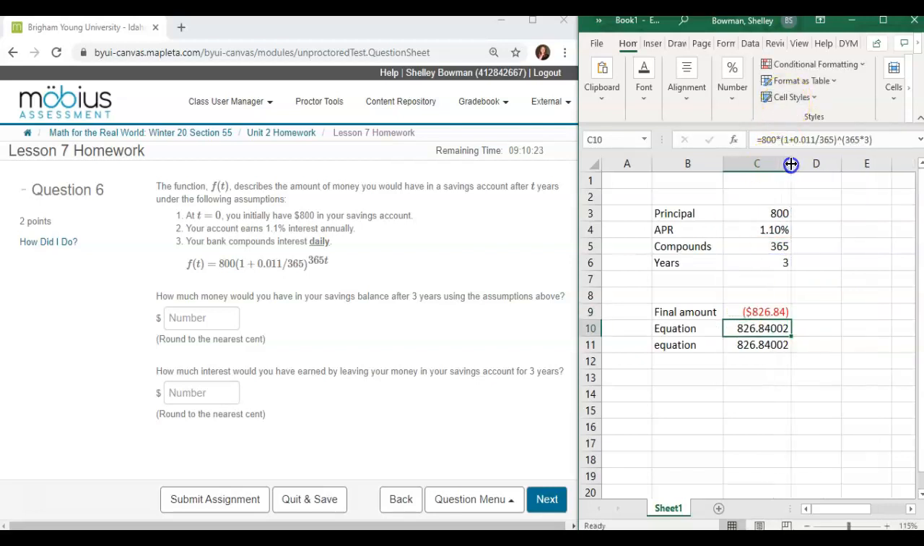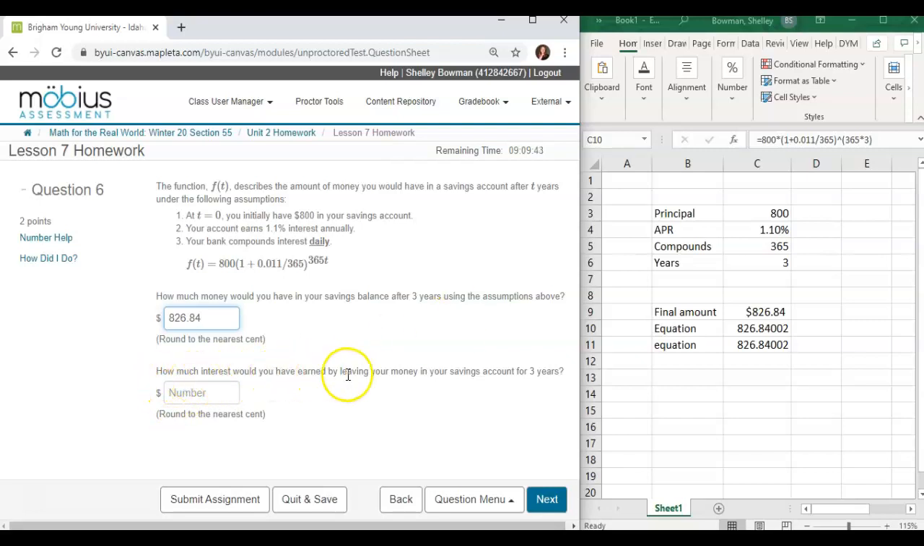Then pressing enter, you can see that it's saying that it's negative because this is calculating as a loan, but I can put a negative there and say that's positive, or I could say that I started off with the 800 from my pocket or from my wallet into the bank account and put it there. Either way, it'll make that a positive number, and I can round that to the nearest cent. And that was 3 different ways to show that you can calculate that in Excel. And it was $826.84.